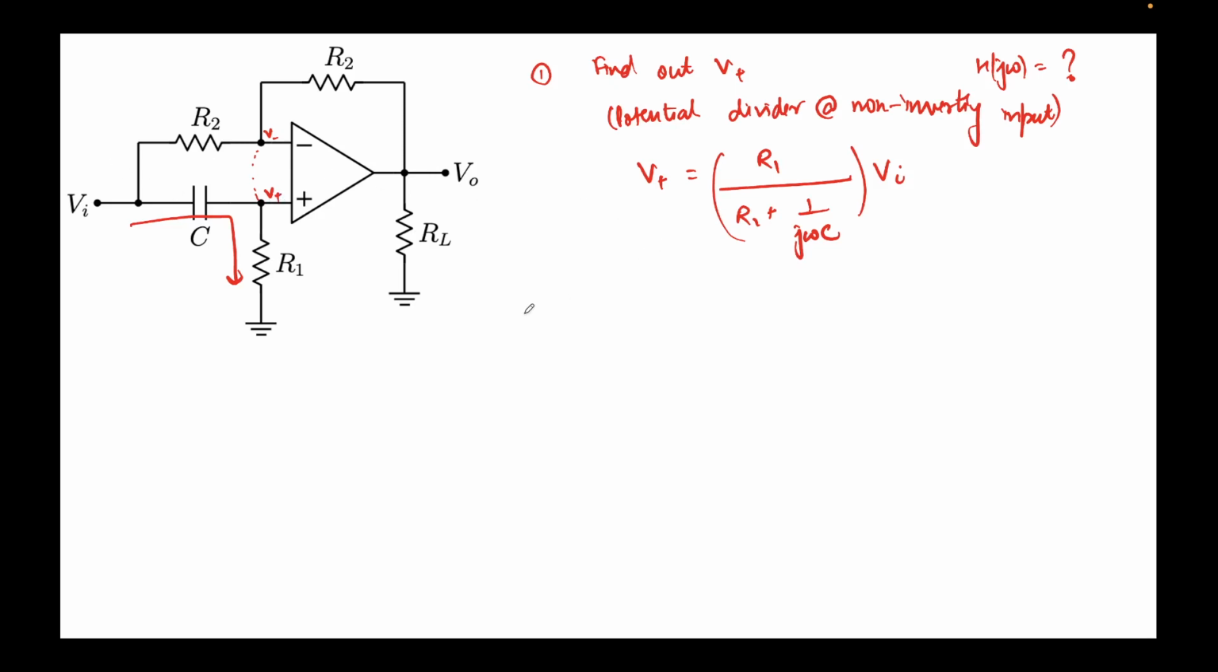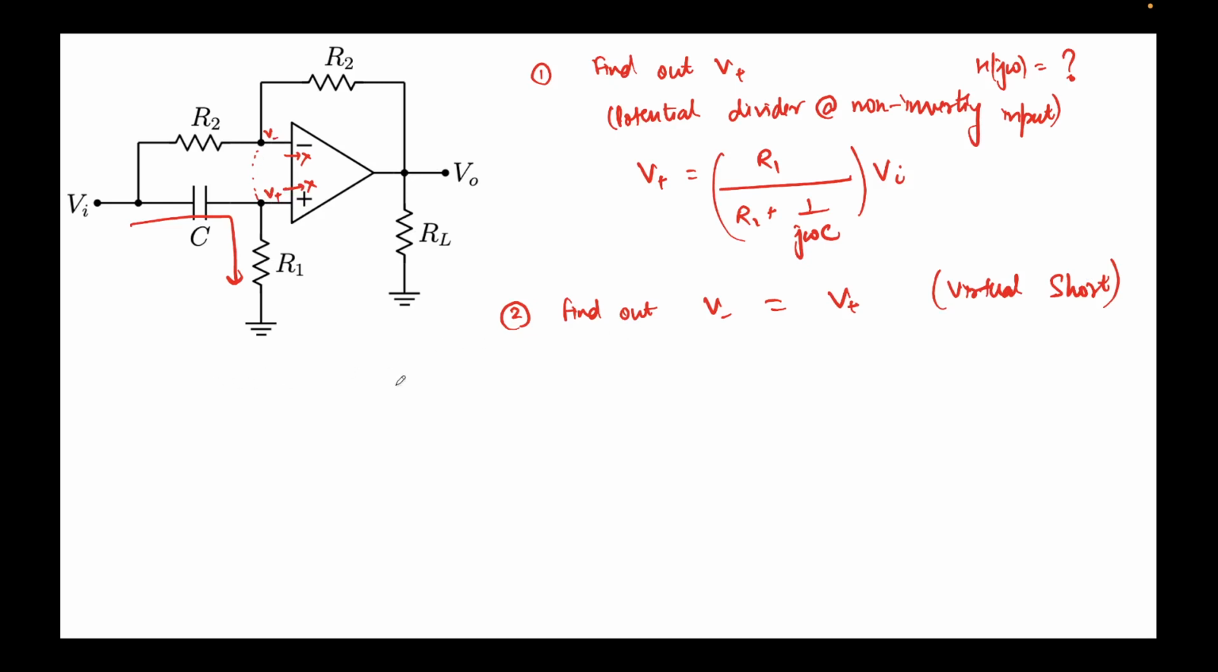So now what we can do is find out V minus, which is nothing but equal to V plus, due to the virtual short condition. We have seen the virtual short condition. When the op-amp is ideal, there can be no currents flowing in, and in case of negative feedback, if it's operating in the linear region, we'll see that V plus and V minus are approximately the same, which is known as the virtual short condition.